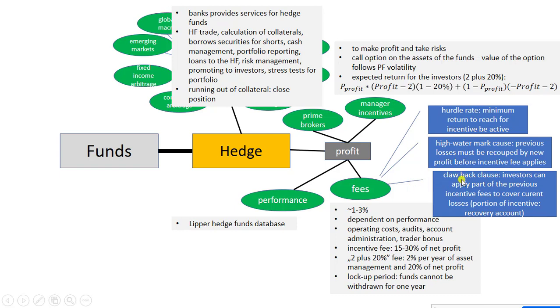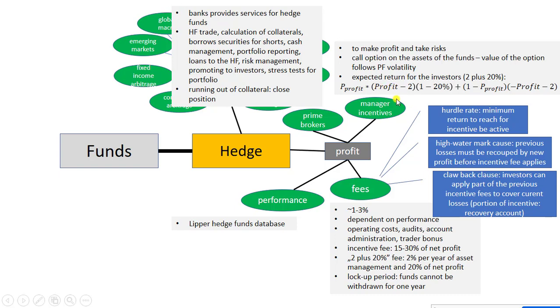And there is this clawback clause, so investors can apply part of the previous incentive fees to cover current losses. So if in the past they were providing nice incentives, but now they are in losses, first of all it has to be covered by them, so some part of the incentives will be kept in a recovery account. So it smooths out the fee structure and makes it way more reasonable, and some unethical behavior can also be limited this way.